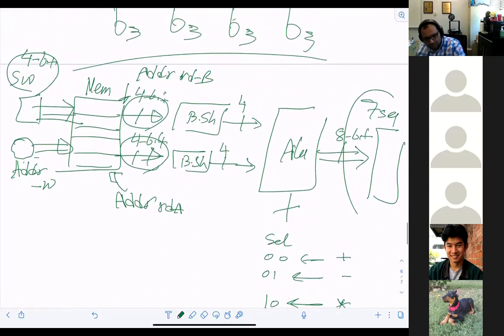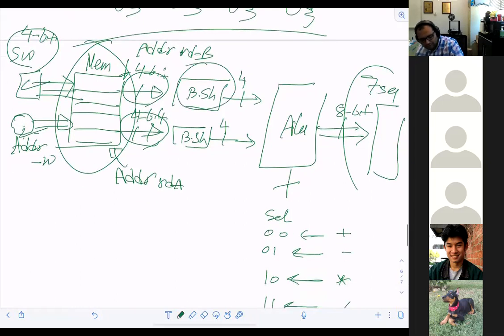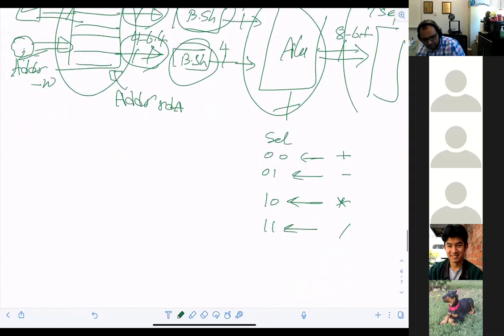My question: we learned how to build the counters. We know how to build the memory, right? We know how to build the parallel shifter. We know how to build the ALU from the multiplication, subtraction and addition. We didn't talk about division. It's not really hard. I can tell you more about it.